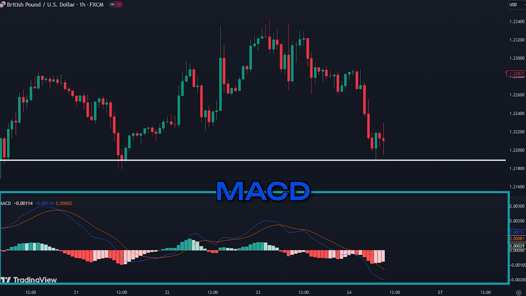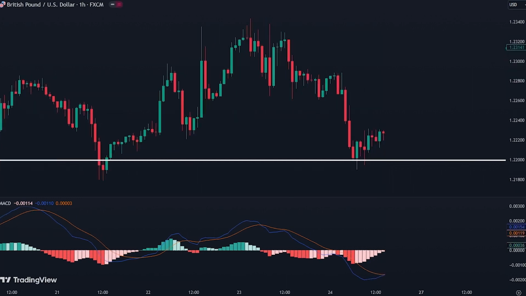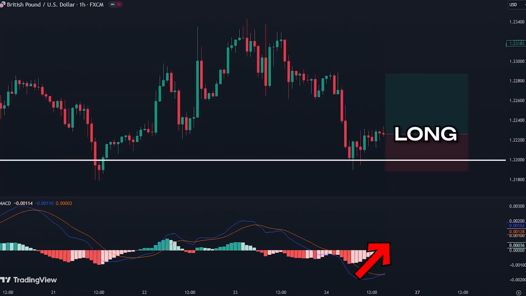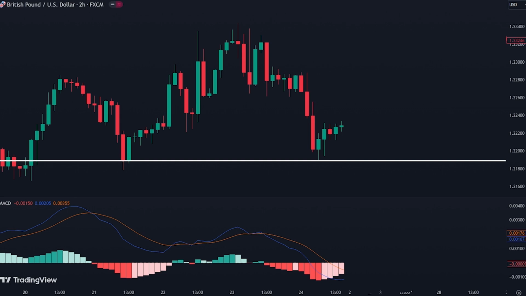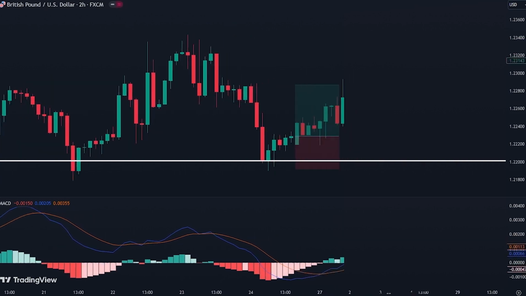So now all that's left is to use the MACD to confirm the bullish momentum, simply by waiting for it to cross over upwards. As soon as this happens, you take a long position. Now let's get back to the 2-hour time frame and use our exit strategy. So for our stop loss, you can place it at the key level and set your profit target at 1.5 times your stop loss. And as you can see, this trade ended up being profitable.